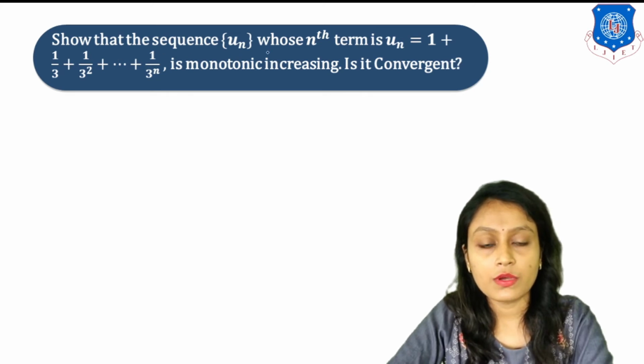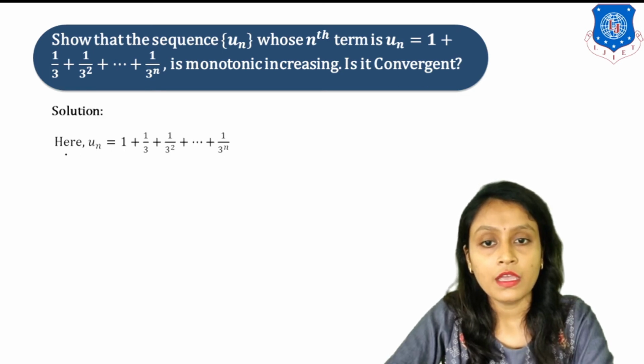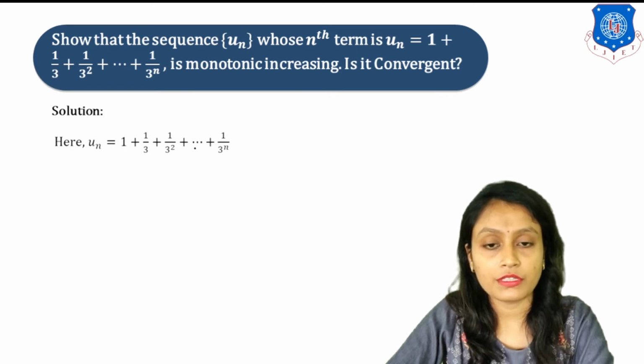Show that the sequence un whose nth term is un equal to 1 plus 1 upon 3 plus 1 upon 3 square plus ... plus 1 upon 3 raised to n is monotonic increasing, and we have to check whether it is convergent or not. Okay, so let's begin with the solution. Here un is given: 1 plus 1 upon 3 plus 1 upon 3 square plus so on up to 1 upon 3 raised to n.